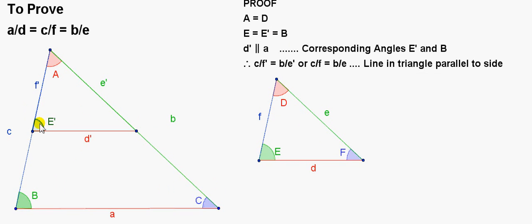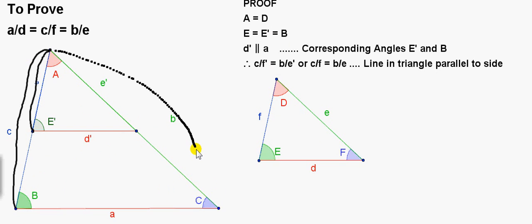But you see that these two angles are corresponding angles. If these two angles are equal to each other, then this line D prime must be parallel to the line A. And from that we can use a previous theorem, because we have this line drawn parallel to this side of the triangle. And we then see that this distance here, which is C, divided by F prime, this distance, must equal B divided by E prime.